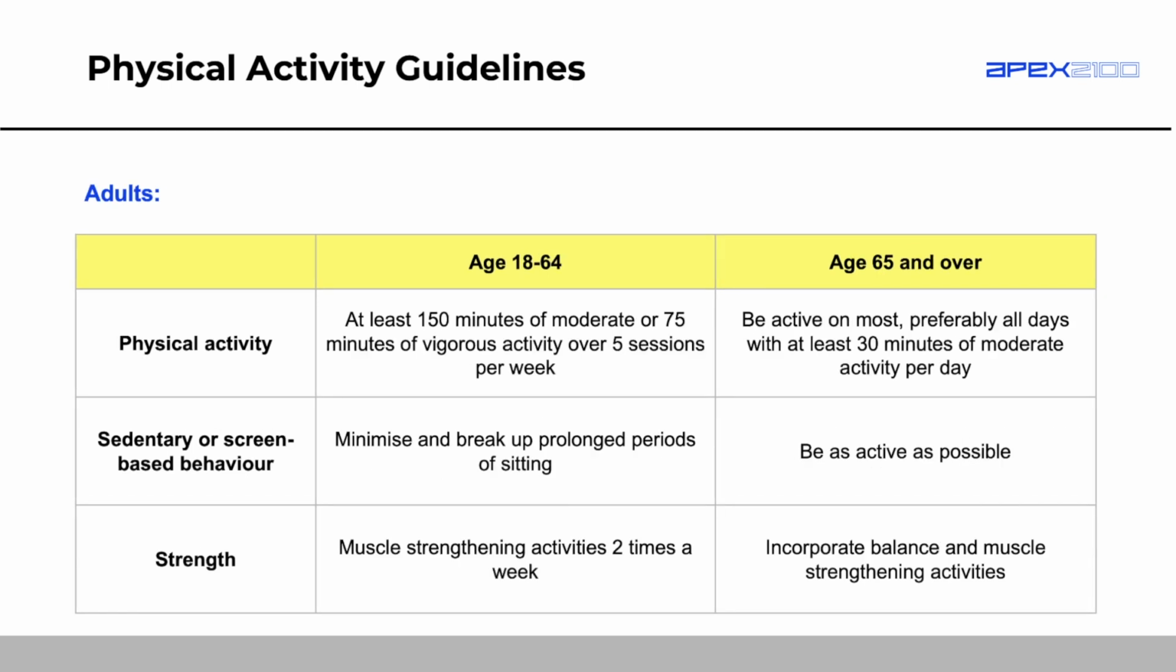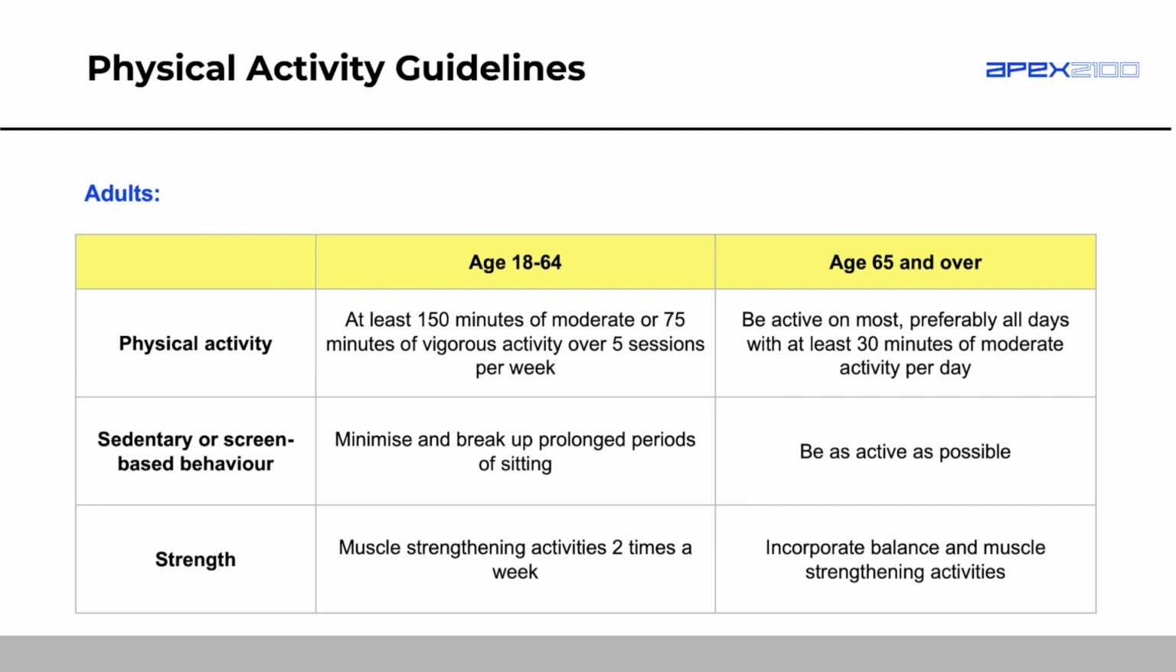All right, let's have a look at adults now. So for ages 18 to 64, we have at least 150 minutes of moderate or 75 minutes of vigorous activity over 5 sessions per week. So that's really important. Now, it can be any combination of the 150 minutes moderate or 75 minutes vigorous. You can do a combination of that. That's no problem. But it is important that it's spread out across the week. So you don't want to just go on a 75-minute run on Monday and then spend Tuesday to Sunday doing no activity at all. We want that activity to be sort of consistent throughout the week.